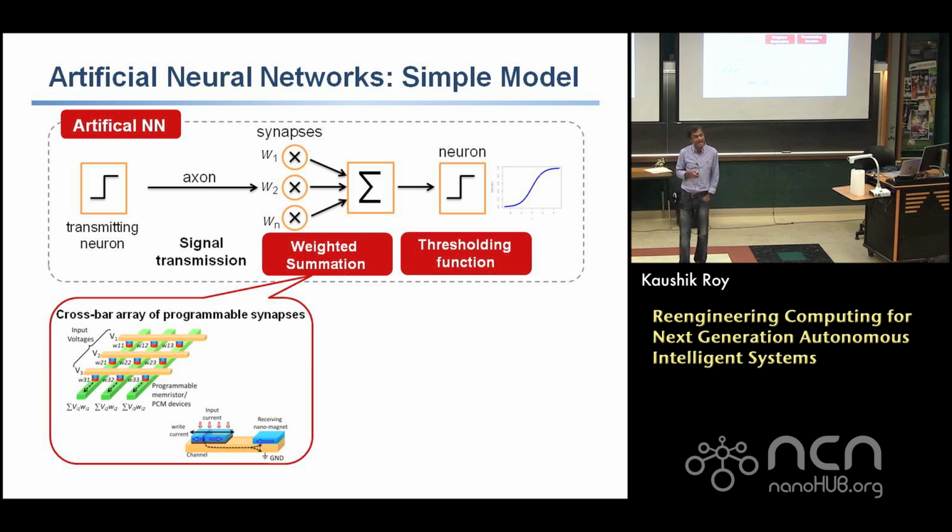Is it possible that I have some devices which can be programmed to have different conductance or resistance? In other words, has anybody heard of memristors? If not, that's fine. But one can potentially think of having a crossbar kind of structure like this, where at the cross point, one can put a device which can be programmed to have a particular resistance.